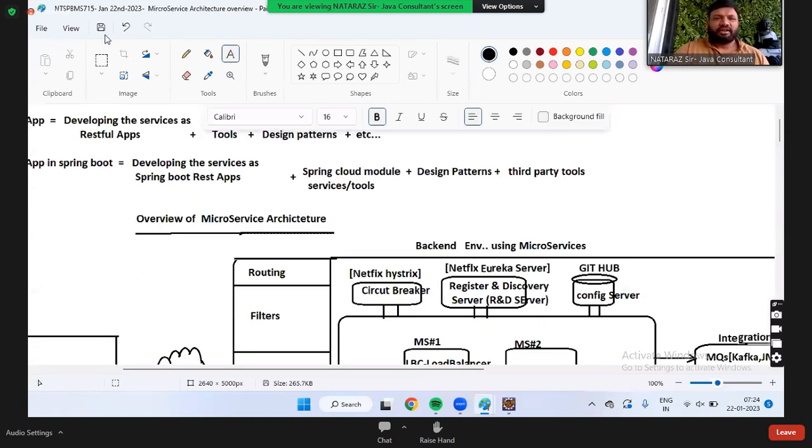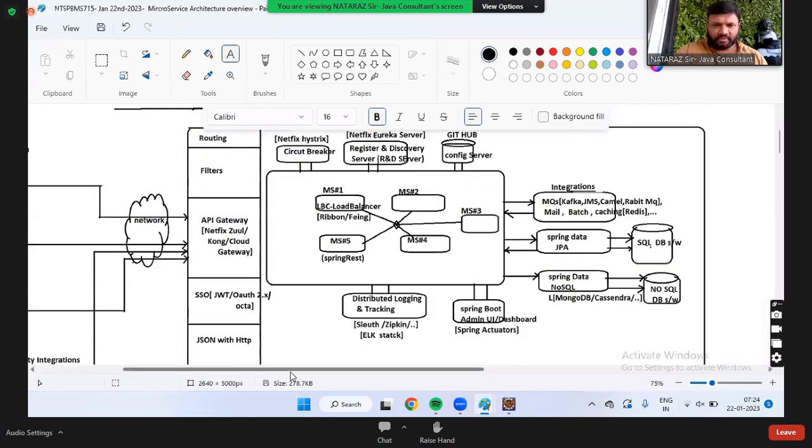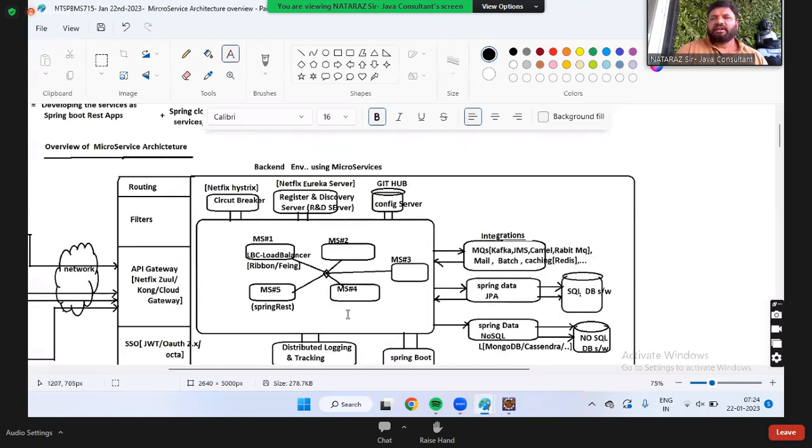Super, boss. Now let's try to understand what is what. Look at the overview diagram. This is the overview diagram, boss.